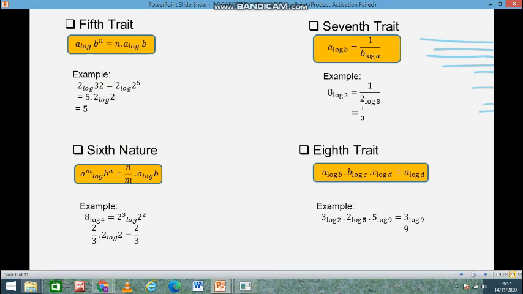7th, write: a log b equals 1 divided by b log a. Example: 8 log 2 equals 1 divided by 2 log 8 equals 1 divided by 3.